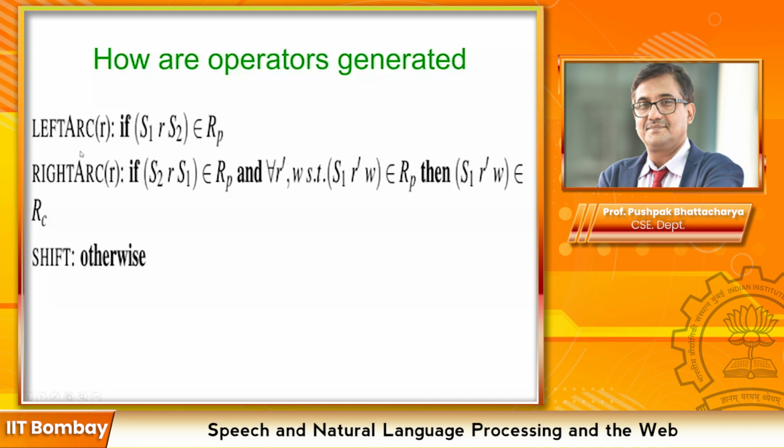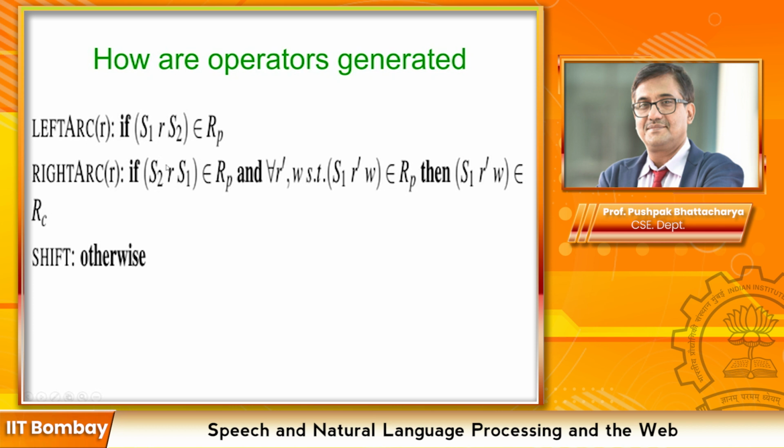So what does the left arc decision say? Left arc says that in the dependency tree, if you observe S1 related to S2, where S1 and S2 are the two top elements of the stack, so if you observe a relation between S1 and S2, then you put the label as left arc in the training data. And right arc is the predicted label if S2 to S1, not S1 to S2. S1 is to the left of S2.